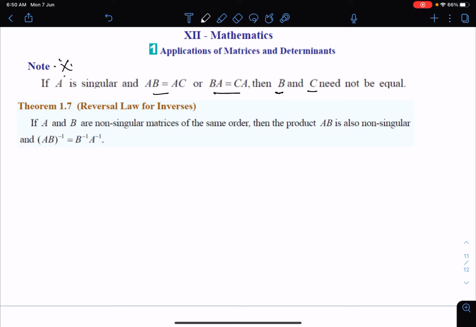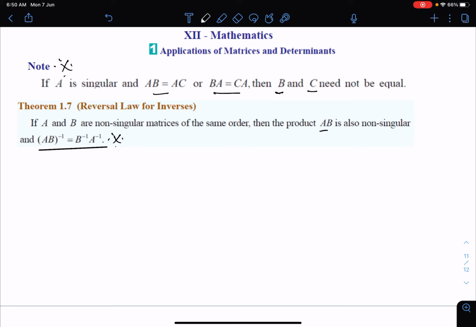Remember this. Then we go to theorem 1.7, reversal law for inverse. What does the law say? If A and B are non-singular matrices of the same order, then the product AB is also non-singular and AB inverse equal to B inverse A inverse. This theorem will be used in problems when we find the inverse. So AB the whole inverse equal to B inverse A inverse. It is reversed when it comes after the inverse. You have to remember that.